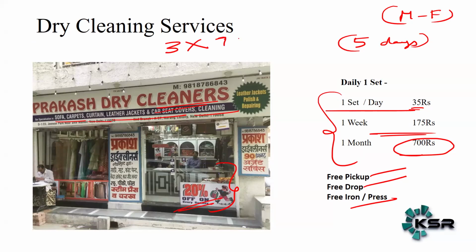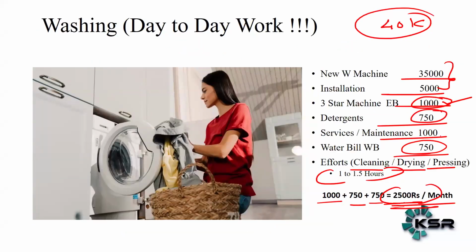So 700 into 3, 2100 for 3 people. For 3 people, do you think the electricity will be the same? For 3 people, do you think the detergents will be the same? For 3 people, do you think the water consumption will also be the same? If more people are there, you have to run your machine more number of times, more maintenance, more repairs, more water, more detergents. So this will easily touch 4,000.